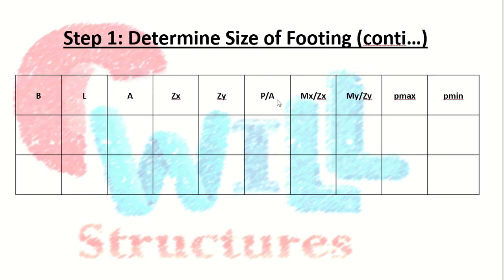Now let me write here. I have prepared a table where I can determine B, L, area, and section modulus for both dimensions, P by A, M by Z for both dimensions, and P maximum and P minimum. So we can easily understand which dimension is more preferable. For the first, as I told you, I am taking 2 and the length is 2.3.